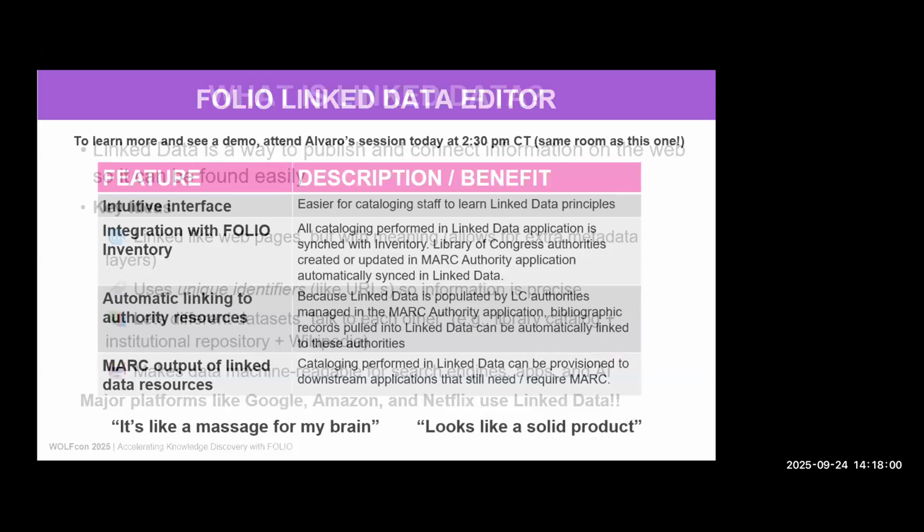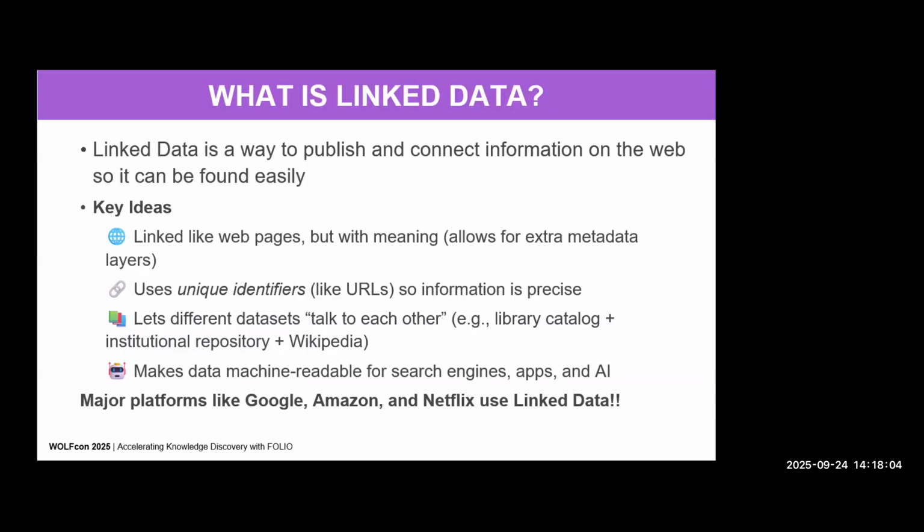So it also allows different data sets to talk to each other. So you can link your catalog with a repository, with Wikipedia, with whatever you want. And this is compatible with different data machine-driven engines and apps, and basically it uses XML and JSON-LD to communicate. So if your catalog or your system is compatible with XML or JSON-LD, it will be able to share information with other systems that work with linked data.